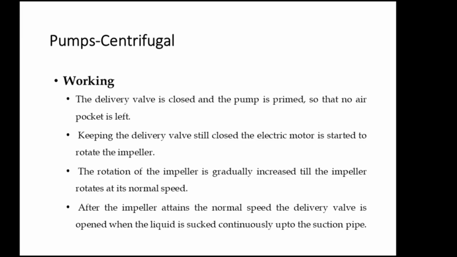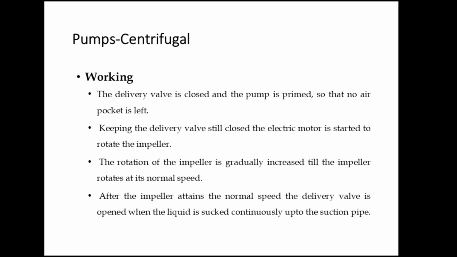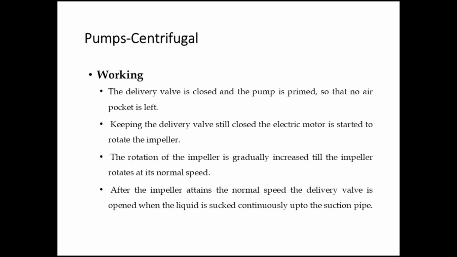Centrifugal pump working. The delivery valve is closed and the pump is primed so that no air pocket is left. Keeping the delivery valve still closed, the electric motor is started to rotate the impeller. The rotation of the impeller is gradually increased until the impeller rotates at its normal speed. After the impeller attains normal speed, the delivery valve is opened and the liquid is sucked continuously up the suction pipe.